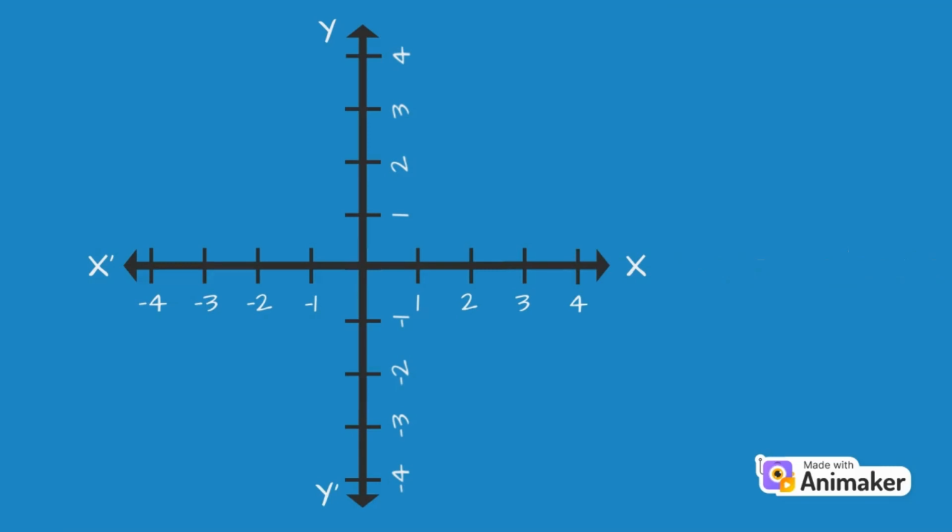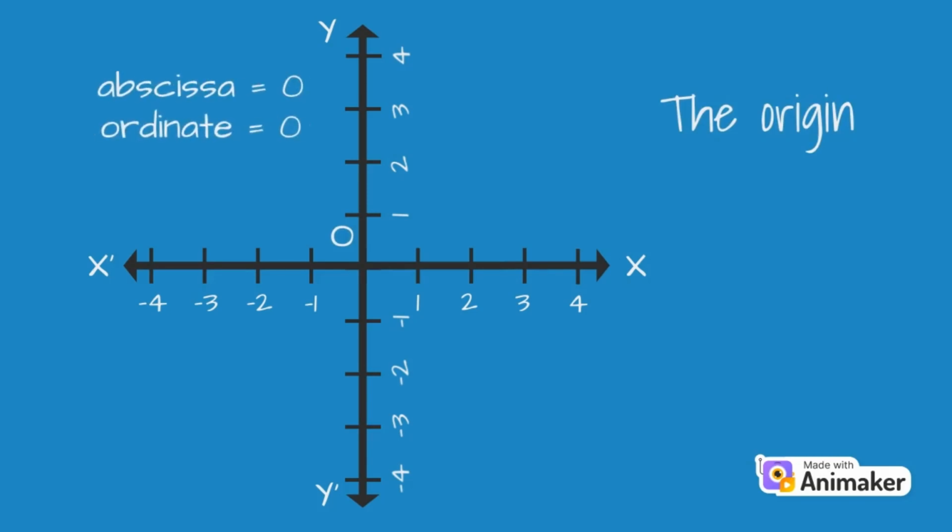Finally, let's talk about the coordinates of the origin O. It has 0 distance from both the axes, so its abscissa and ordinate are both 0. Therefore, the coordinates of the origin are (0, 0).